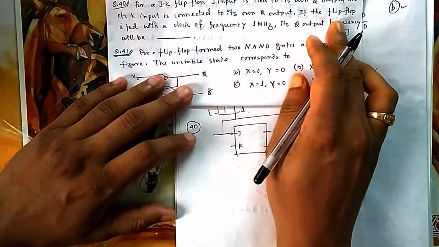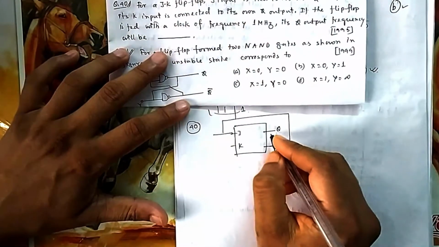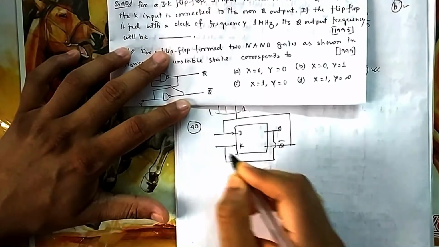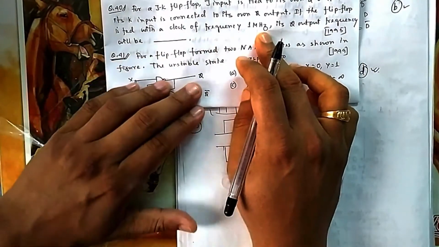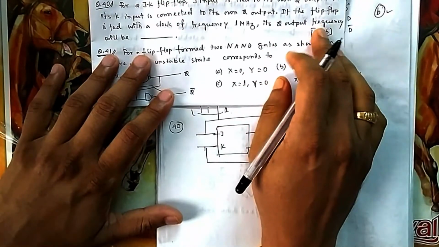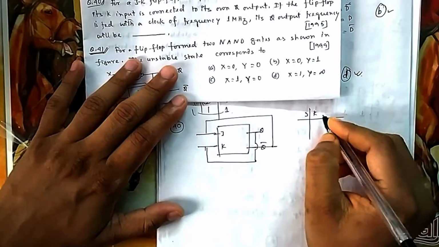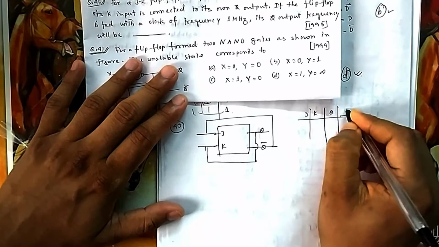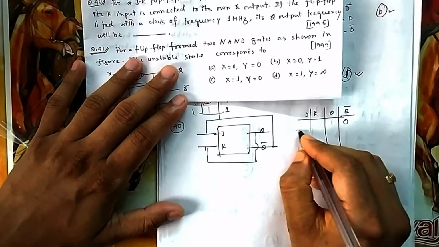Okay, and its K input is connected to its own Q output. So Q is connected to K. If the flip-flop is fed with a clock frequency of 1 megahertz, what will its Q output frequency be? You have to start with any one state of Q and Q bar. Generally we start with Q and Q bar as 1 0. Let me say this was the state.